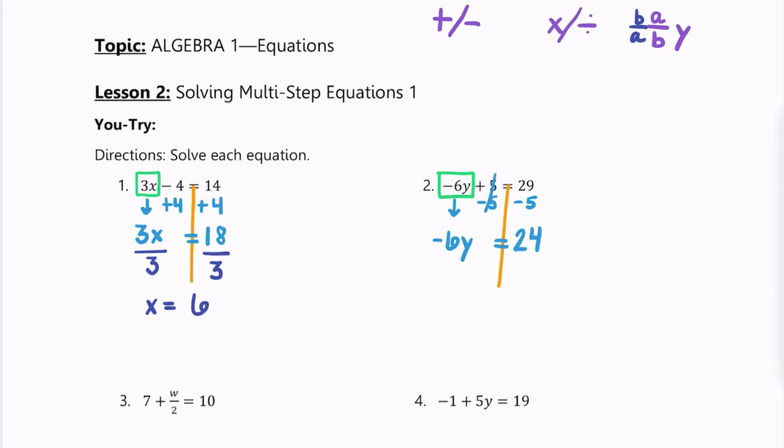Now, remember, rookie mistake: a lot of people want to go ahead and add 6 to both sides, but that -6 is combined with that y through multiplication. There's no plus or minus sign in between, so we know that they're being multiplied. The opposite of multiplying by -6 would be to divide by -6. So we're going to divide both sides by -6. That's going to leave us with y equals 24 divided by -6, which gives us -4. You can plug that back in for y to check your work.